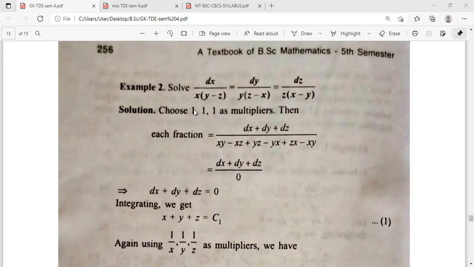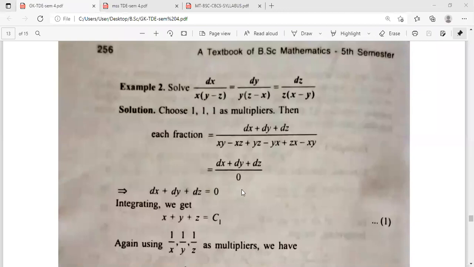Okay, if you take 1, 1, 1, what will happen here? You see dx plus 1 into dy plus 1 into dz. Whichever you are multiplying in the numerator, with 1, the denominator also you have to multiply with 1. If you write the plus sign in the numerator, in the denominator also you have to write the plus sign. Now, on simplification, the denominator gets cancelled, and that is equal to 0.